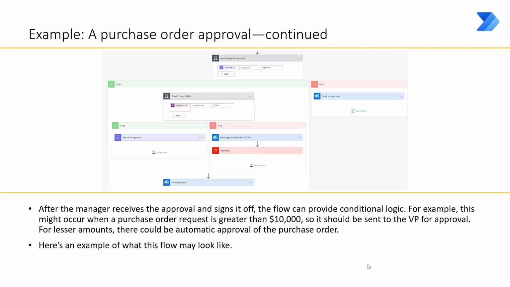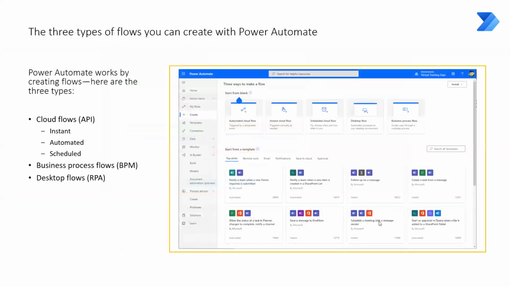Now, whenever we talk about working with flows, there are primarily three types of flows available. Power Automate works by creating these flows in three types. First is the event-driven flow. Second is the business process flow. And third is your desktop flow.